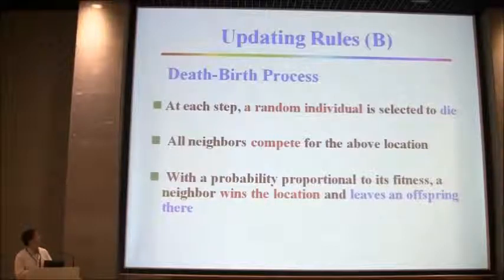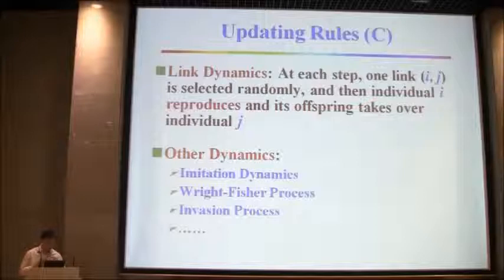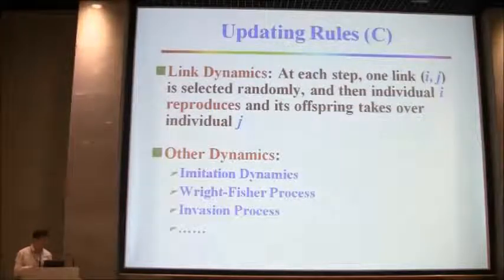Another process is the death-birth process. At each step, a random individual is selected to die. All its neighbors compete for the vacant location with probability proportional to their fitness, and the winner leaves an offspring there. Then there is link dynamics: at each step, one link ij is selected randomly, and then individual i reproduces and its offspring takes over individual j.